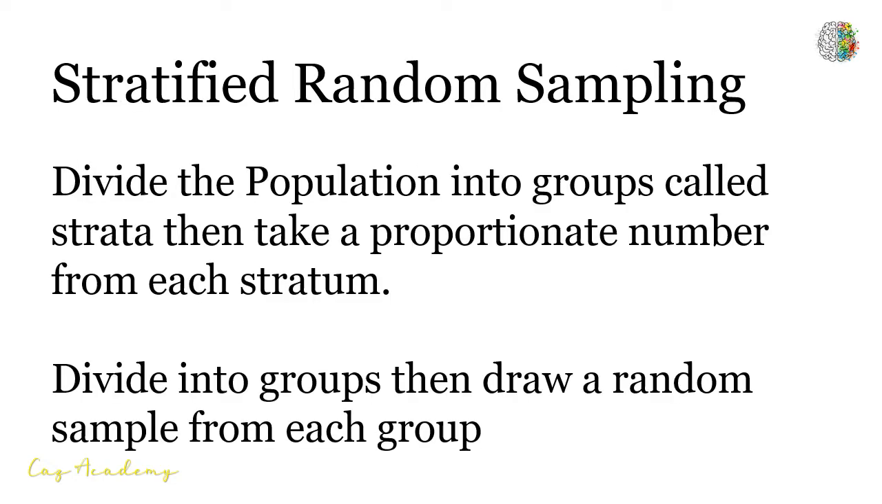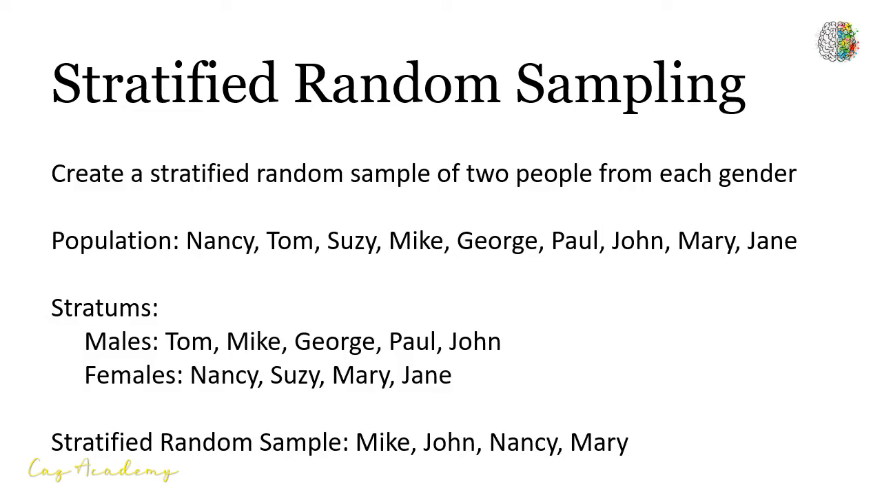The next type of sampling is called stratified random sampling. This is when we're going to divide the population into groups called strata, then take a proportionate number from each stratum. So with this, we're going to divide into groups, and then we're going to do a random sample from each group. For example, let's say our problem says to create a stratified random sampling of 2 people from each gender. Let's say our population is Nancy, Tom, Susie, Mike, George, Paul, John, Mary, and Jane.